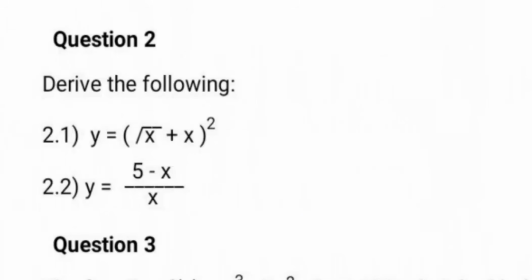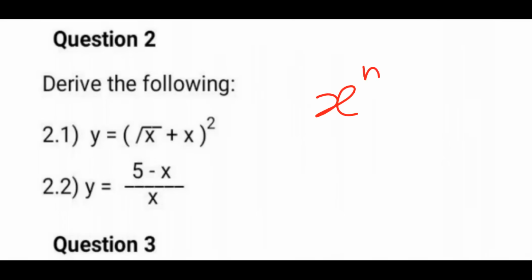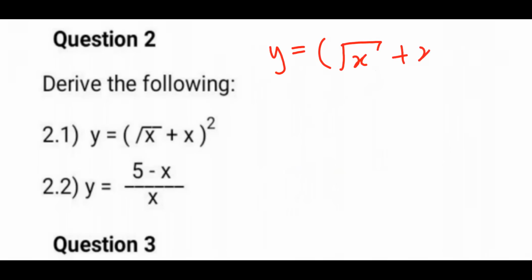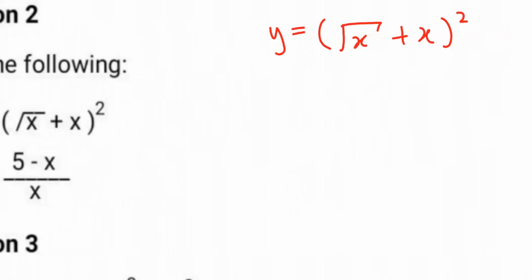We are also going to work out the derivative of these. And this time we're going to use the rule. So let's keep in mind, the rule is if x is to the power of some exponent, that exponent comes to the front, and then we deduct the exponent by 1. So let's start out with this one. We have y is equal to the bracket square root of x plus x, and that is all squared. Find the derivative of y.